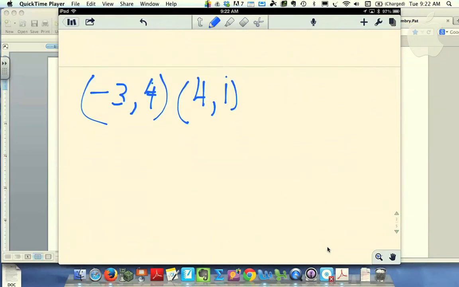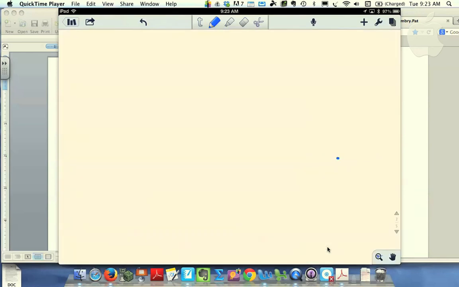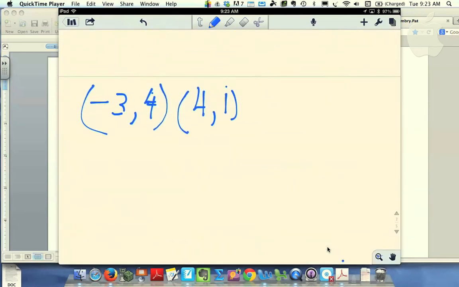The second example, once again, I will subtract my y's first. I can say 1 minus 4 or 4 minus 1. Doesn't matter which order as long as I'm consistent. So if I say 4 minus 1 in this example, then on the bottom I will say -3 minus 4.